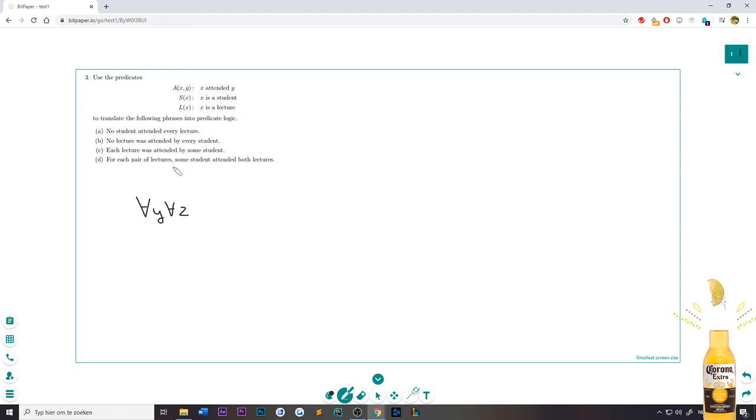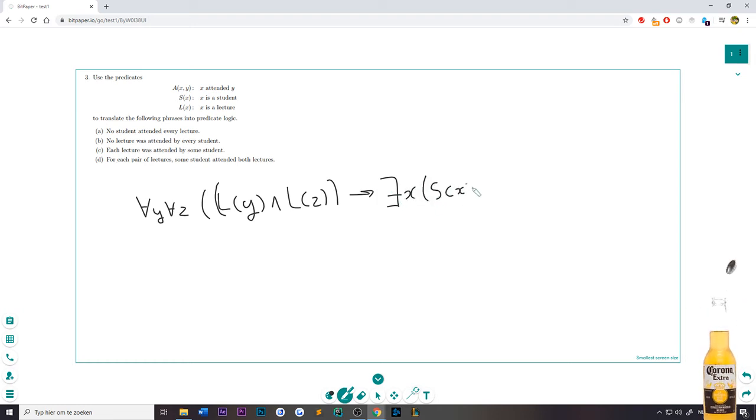So for each pair of lectures, some student attended both lectures. So for each pair of lectures, for all Y and all Z, well, both of them have to be lectures, right? Y is a lecture and Z is a lecture. For every pair of lectures, wait, we need one more. For every pair of lectures, there exists some student, right? Some student attended both lectures. So for every pair of lectures, there exists a student who attended both, right?